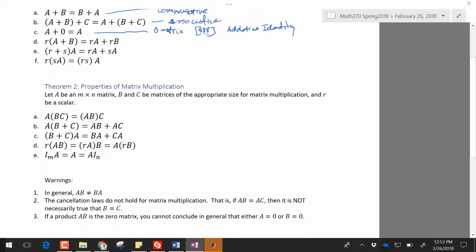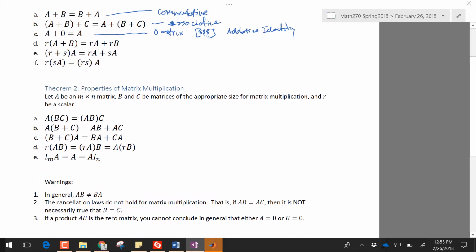Now let's go to matrix multiplication, when you're multiplying two matrices together. We have an associative property. Notice that usually when we have a list of properties, we start off with the commutative property, right? It turns out that matrix multiplication is not necessarily commutative, so we want to point that out in our next level here with the warnings. But it is associative under multiplication, which means you can regroup the matrices to whatever might be more convenient.